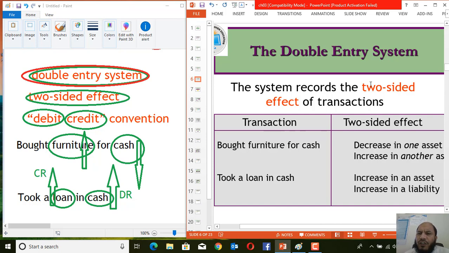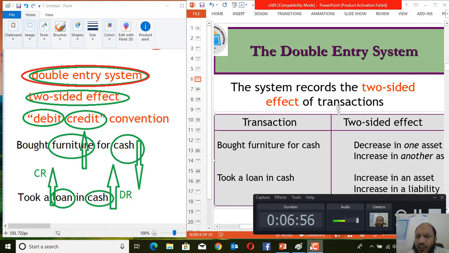Dear students, let us see how to understand the two-side effect of the transaction. So see over here how we can understand about the two-side effect of a transaction.